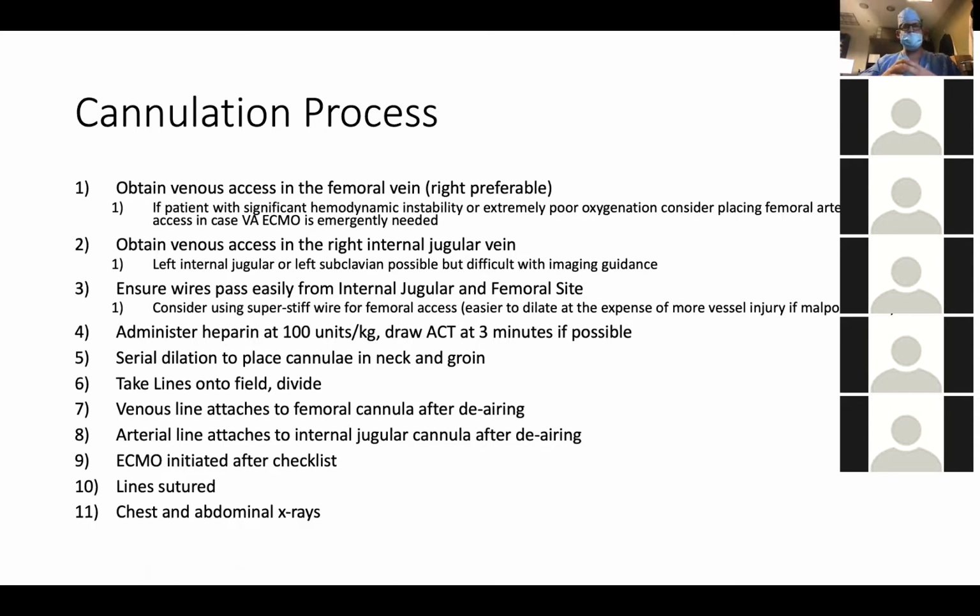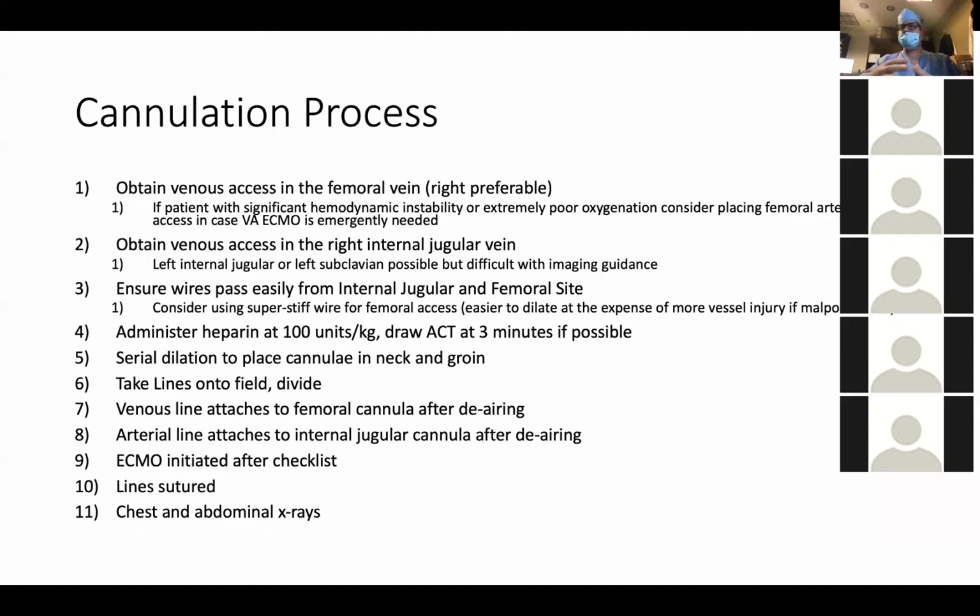The goal would be to get the wire from the IJ into the SVC down to the IVC, and then get the femoral wire from the IVC into the SVC. Again, without any kind of imaging guidance, this is done by feel, so you have to have some confidence that your wire feels normal going smoothly.